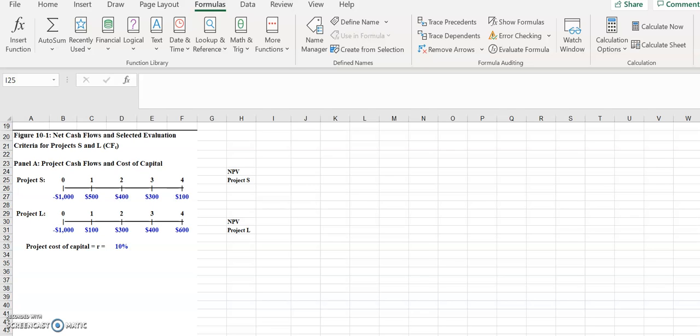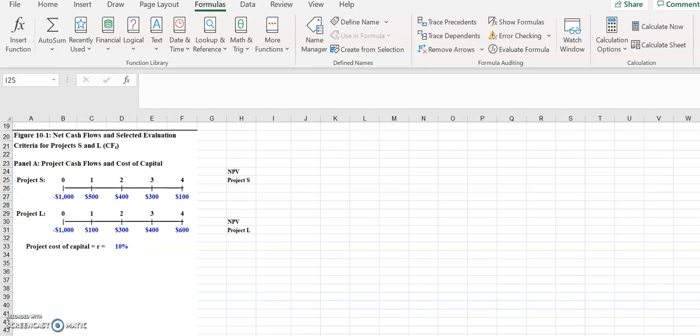Let's use MS Excel to calculate the NPV. Given here are two projects, Project S and Project L, both of which have lives of 4 years. Both require an initial outlay of $1,000 at time period t equal to 0, and their corresponding cash flows are present on their respective timelines.